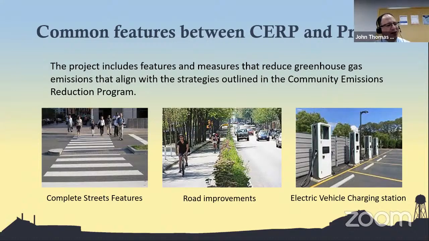I'll slow down a little bit. Road improvements, which is part of our complete streets, would include more space for bicyclists to ride, and also electric vehicle charging stations. We noticed you had that in your CERT plan as well. So these are areas where we have commonality between our environmental documents and your existing plan, right? Next slide, please.